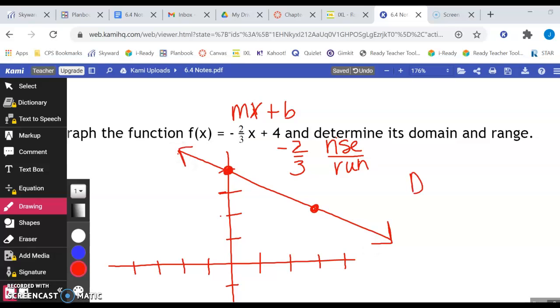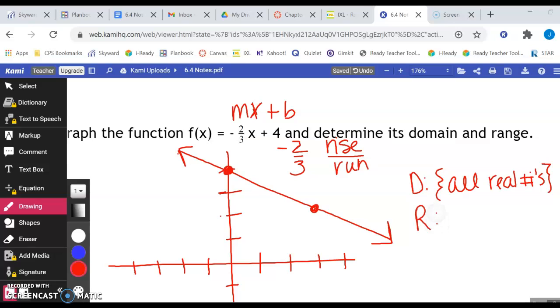And then we have to give the domain and range. The domain is what x values can we plug in here. Well, this line goes on forever, so I can plug in negative x's, I can plug in positive x's, I can plug in any x that I want and still get an answer. So this means that all real numbers is the domain.